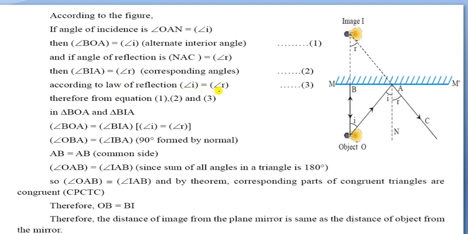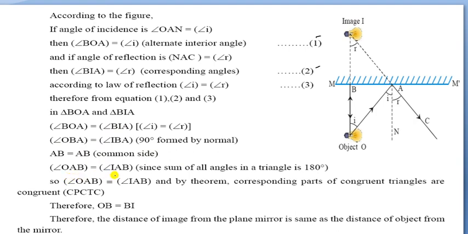So according to the law of reflection, angle I is equal to angle R. Therefore from the first and second equation, in the triangles, from equations first, second and third, in triangles BOA and IBA, angle BOA is equal to angle BIA, that means the angle of reflection and the angle of incidence are both equal. And angle OBA is equal to angle IBA, that is 90 degrees, and AB is equal to AB, it is common, so the triangles are congruent.